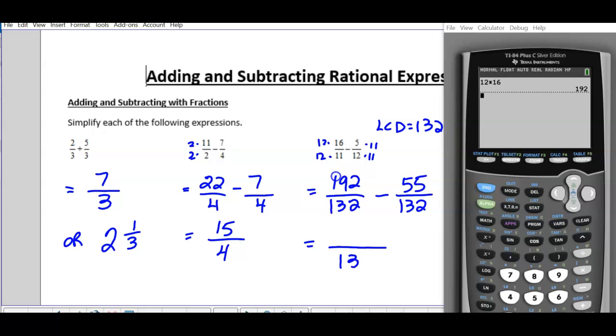Keep the denominator the same. You can just subtract 55 right away. So 137. Okay, and you're done. Nothing is in common.